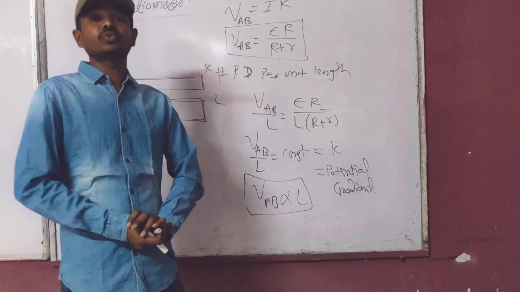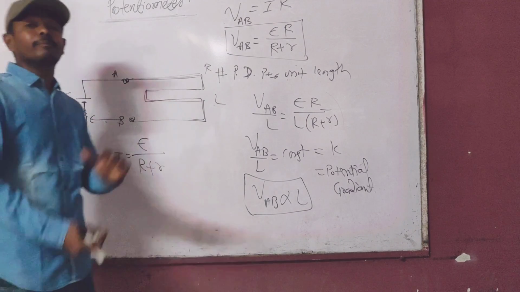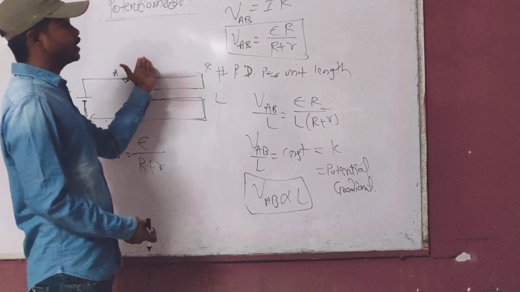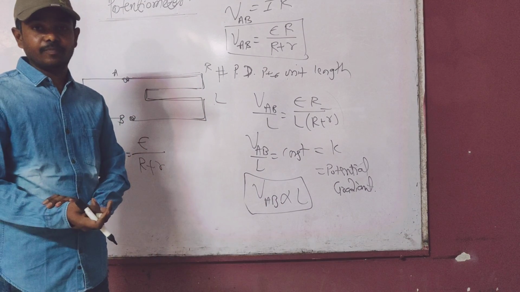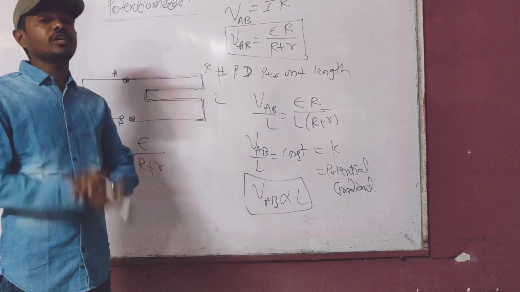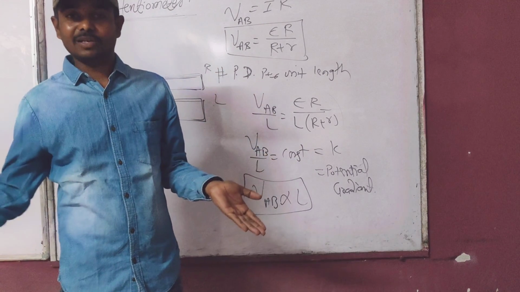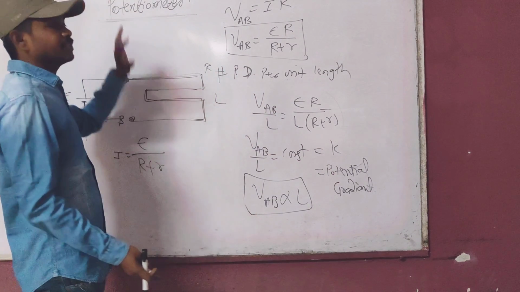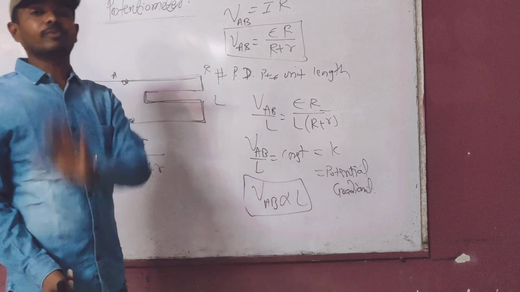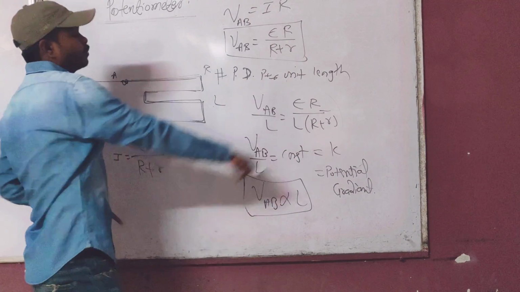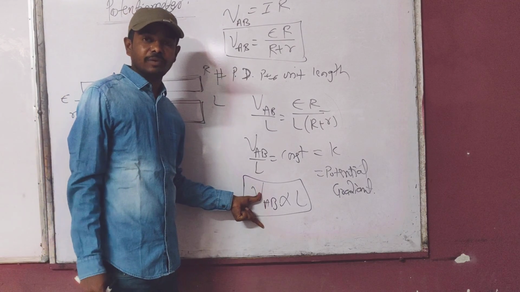Now we can discuss the uses of potentiometer. The next topic is to compare the EMFs of two cells. By using this potentiometer to compare two EMFs, we take the two EMFs E1 and E2, and we can compare these two EMFs by using the potentiometer. So this is the basic explanation of potentiometer. This is the meaning of the principle of potentiometer.